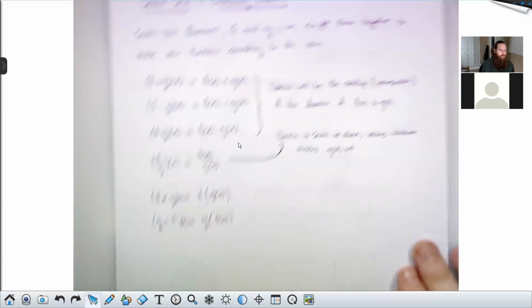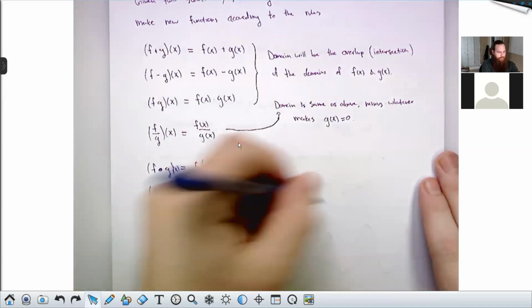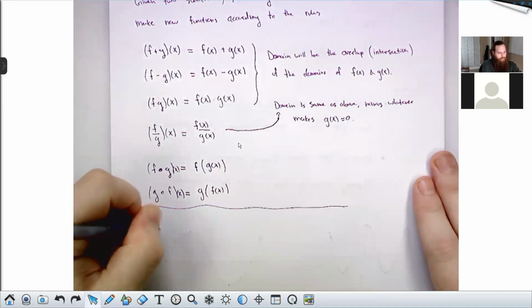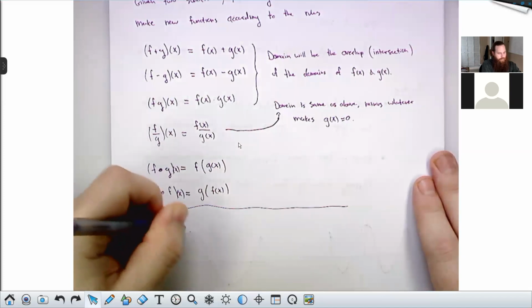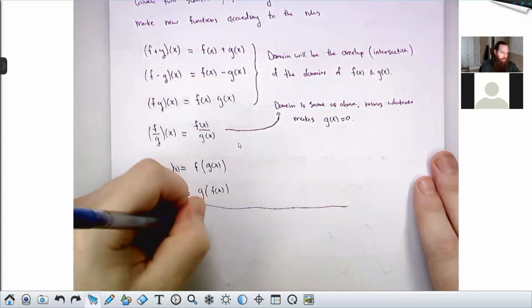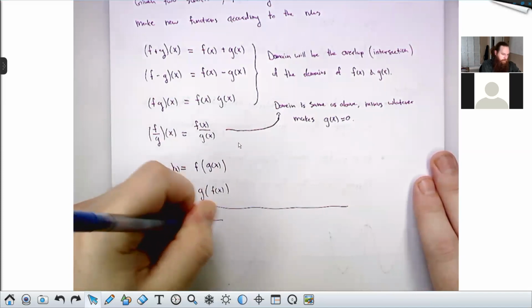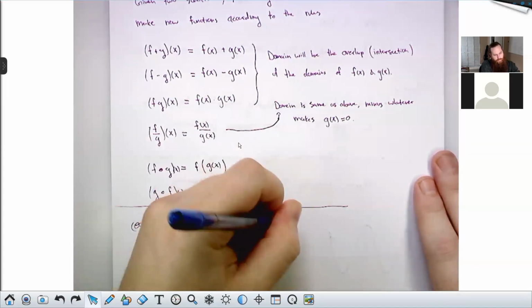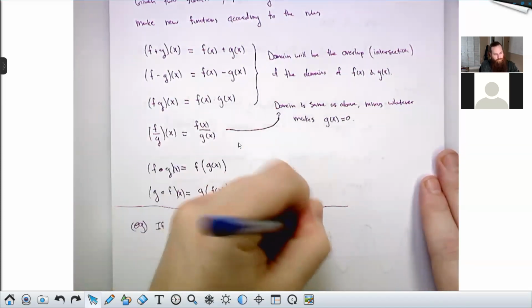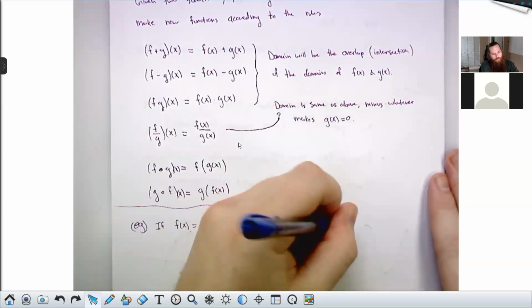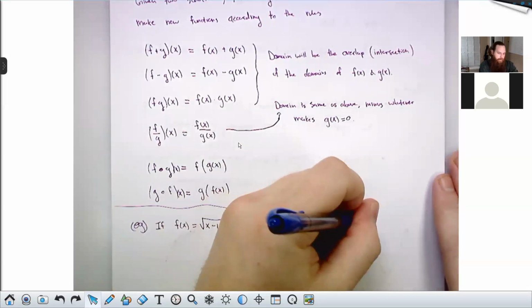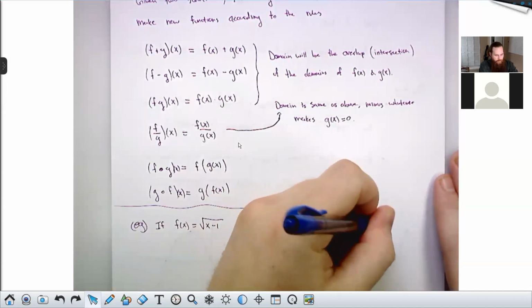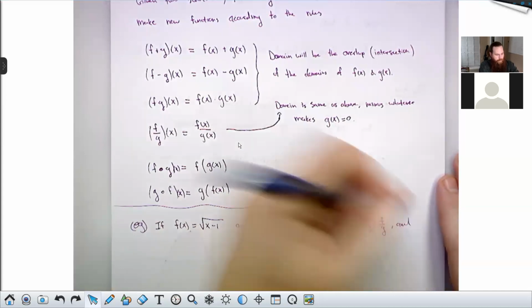Okay, so quick little example. If f of x is the function square root of x minus 1, and g of x is x squared, find f plus g, f times g, f over g, and their domains.